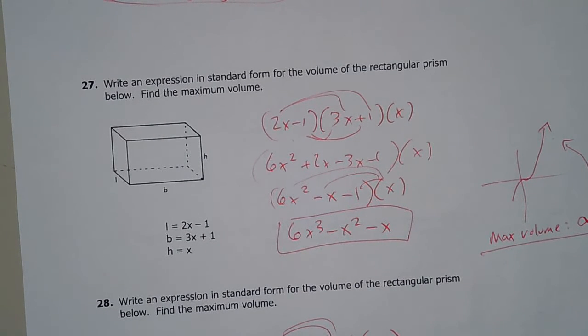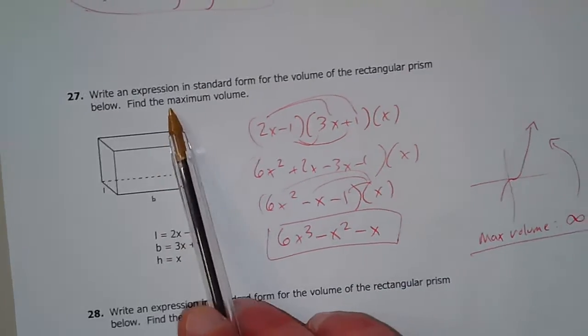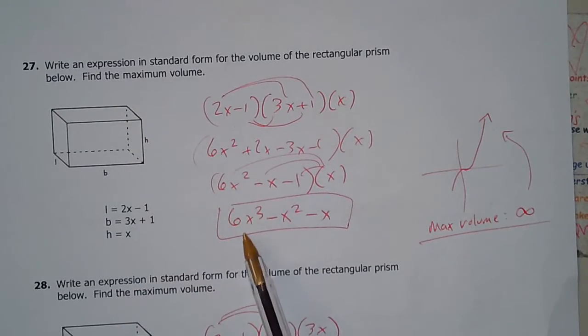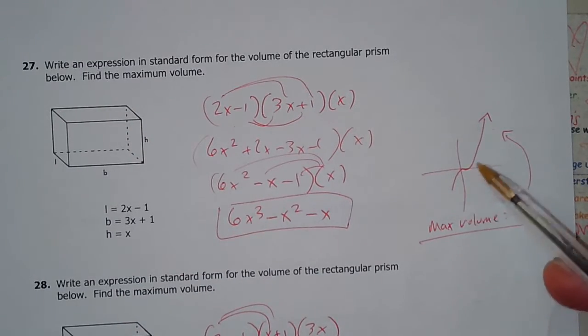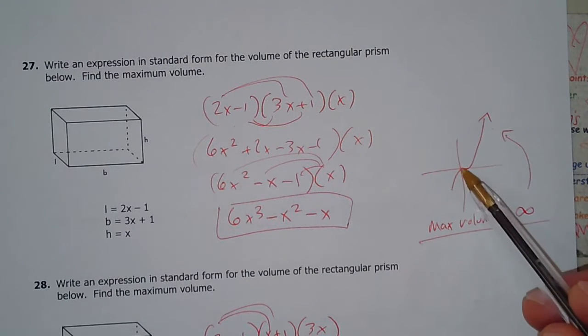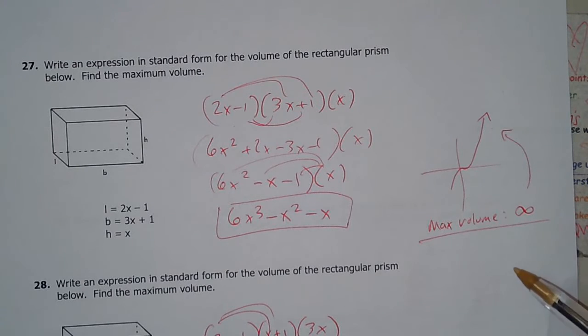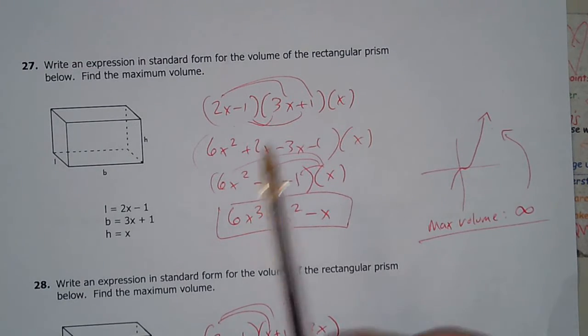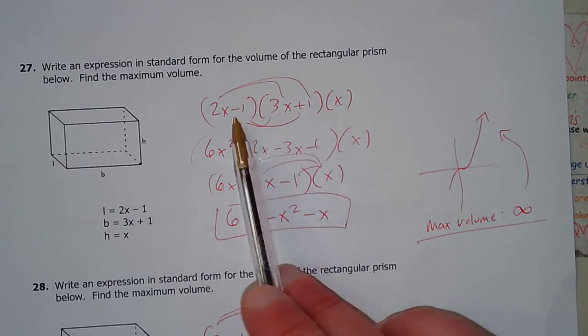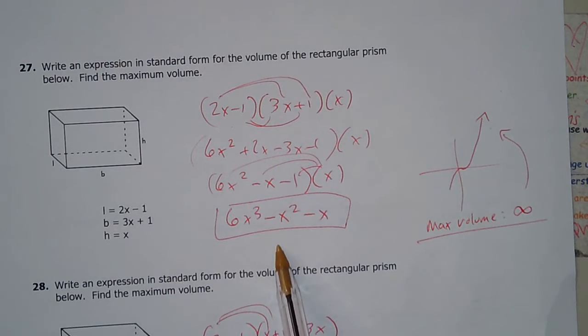The other part of this question, also not as important of a thing, talks about what's the maximum volume. Well, if you graph this, you see it looks like this. It goes up towards infinity. So as you make the length, width, and height longer, it goes up to maximum volume. So the volume is actually at infinity. That's the highest it can go. So sort of a weird question. Honestly, not a super important one in this regard. The important part here is, do you remember how to do this multiplication? Can you get from here to here?